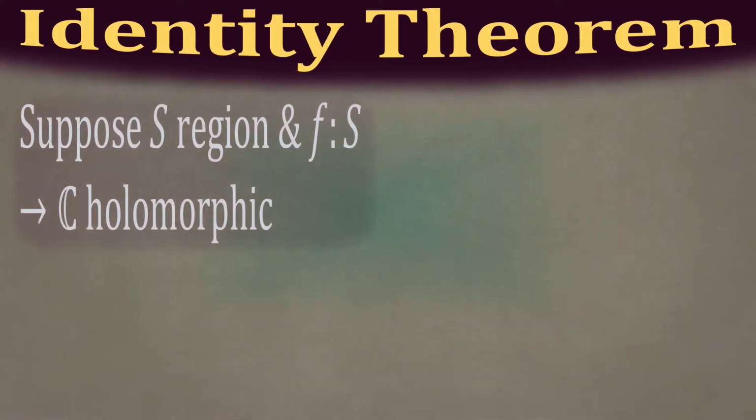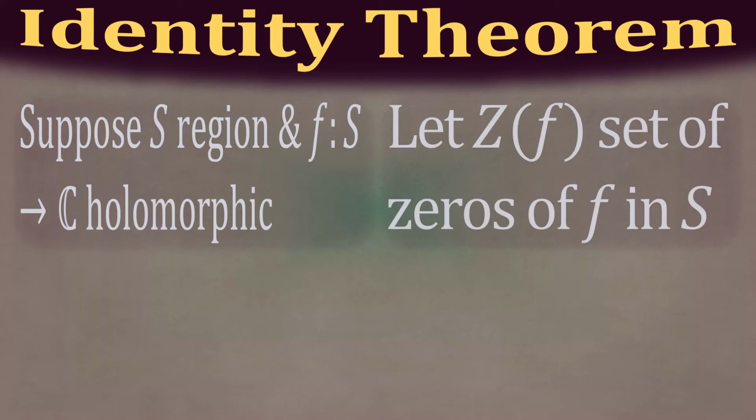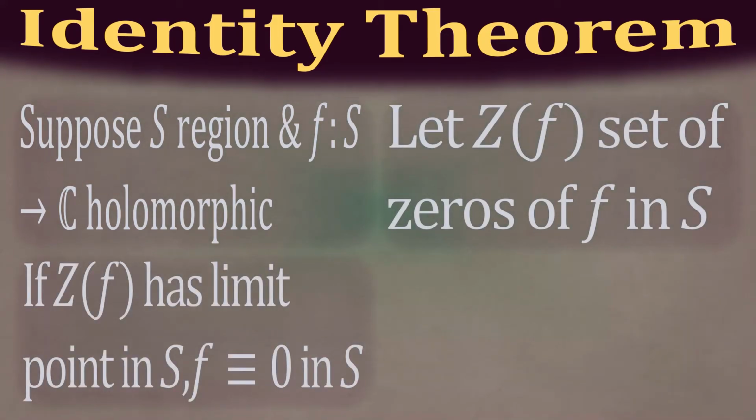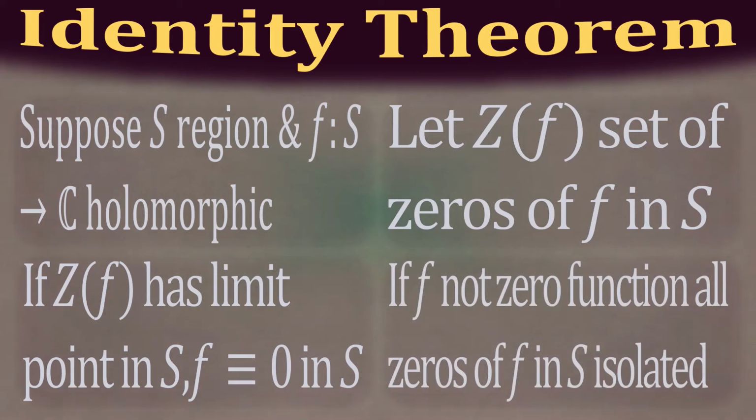Suppose S is a region and f from S to the complex numbers is holomorphic. Let capital Z of f be the set of all zeros of f in S. If capital Z of f has a limit point in S, then f is identically equal to 0 in S. So, in the situation of the theorem, if f is not a zero function, then all the zeros of f in S are isolated. Hence, we have the uniqueness theorem.